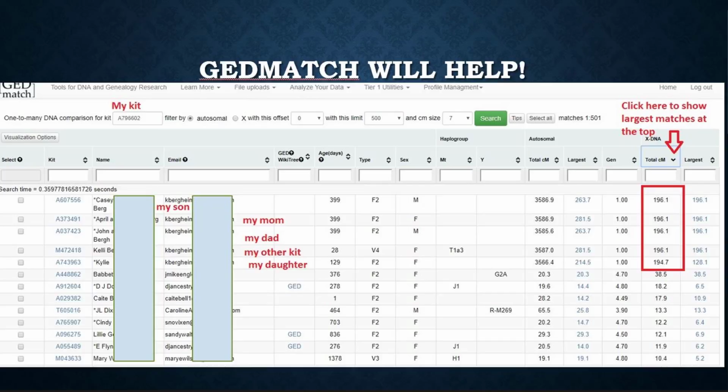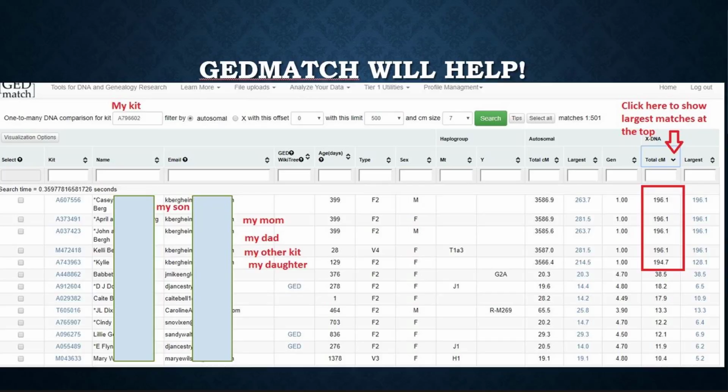Now you can see there are other kits. There are people I don't know who they are. I don't know who Babetta is. I know who J.L. Dixon is. He's a cousin of my mom's. But there are some people on that list I don't know. But what I've done is I've sorted.